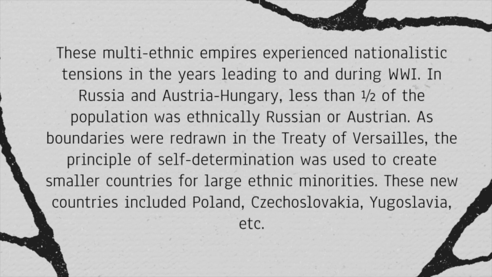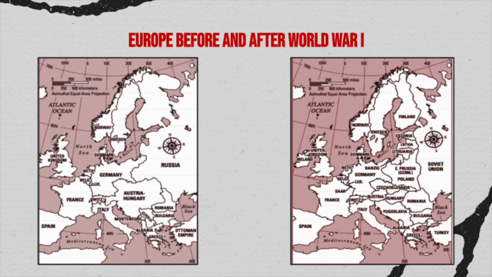In Russia and Austria-Hungary, less than half of the population was ethnically Russian or Austrian. As boundaries were redrawn in the Treaty of Versailles, the principle of self-determination was used to create smaller countries for large ethnic minorities. These new countries included Poland, Czechoslovakia, Yugoslavia, and others. Europe, before and after World War I.